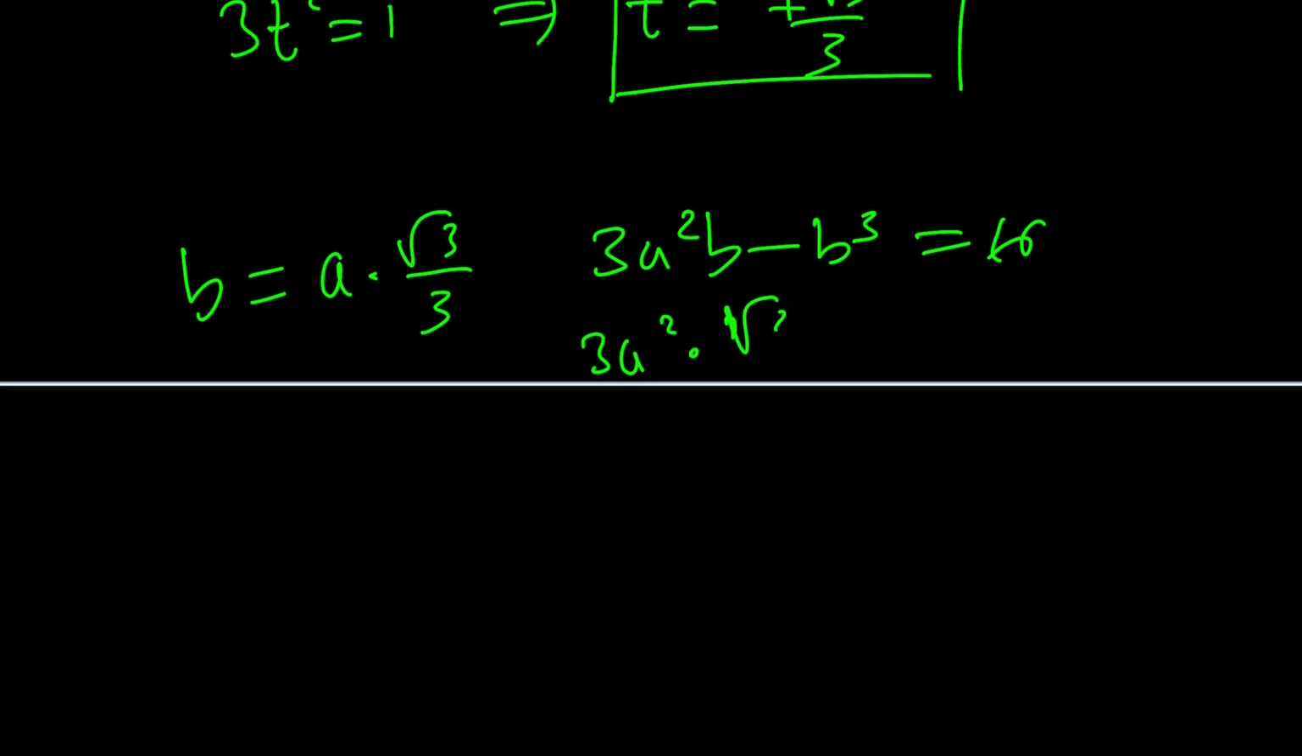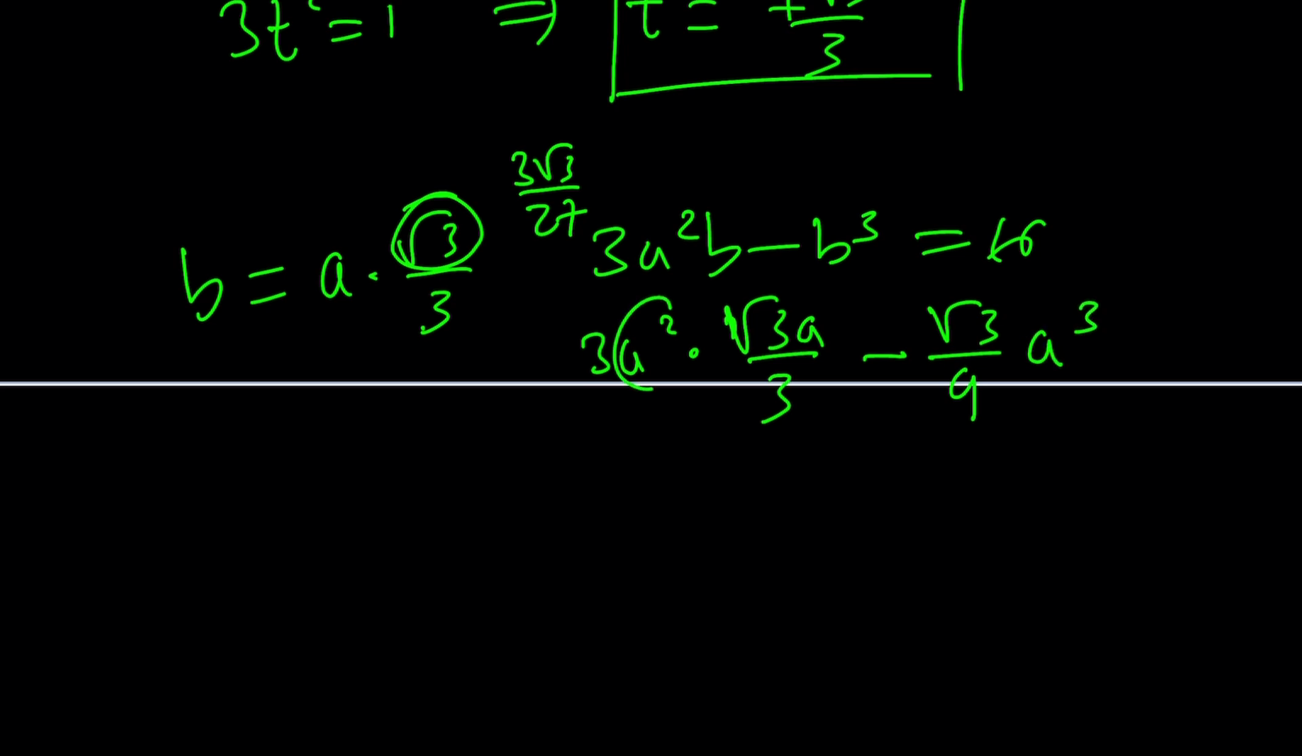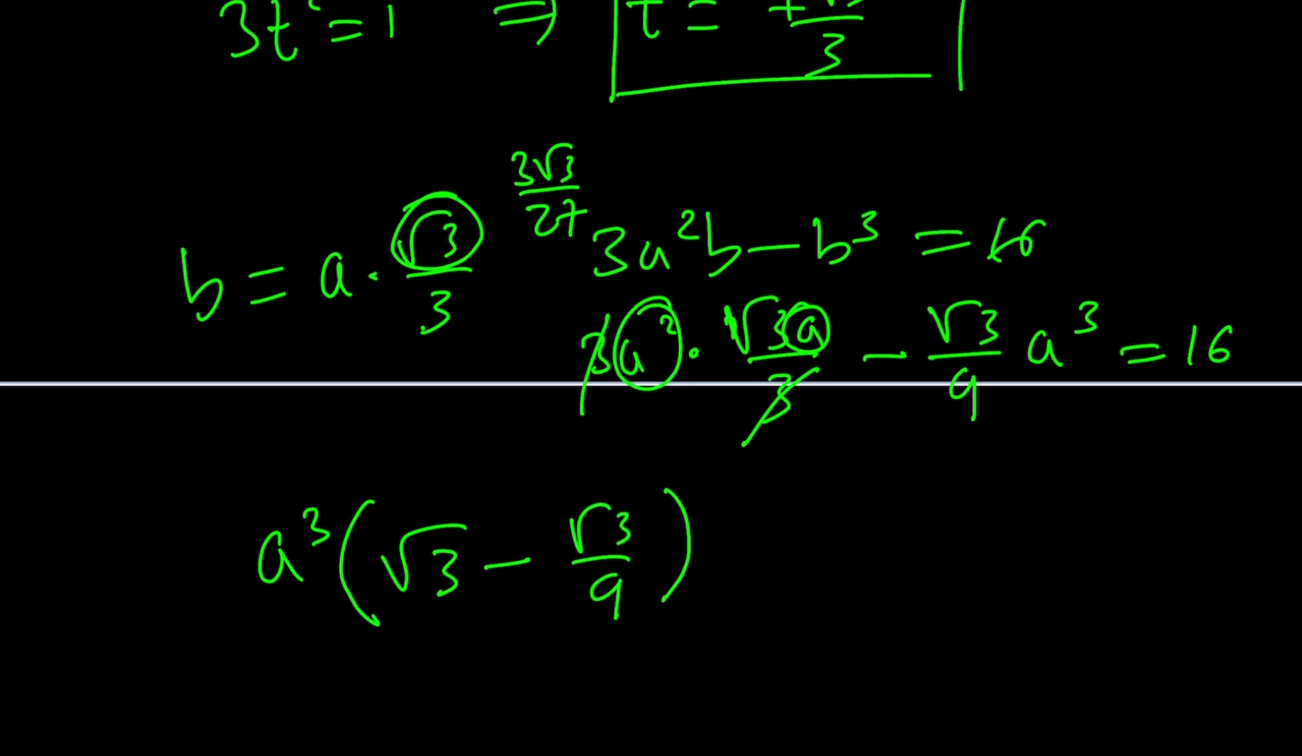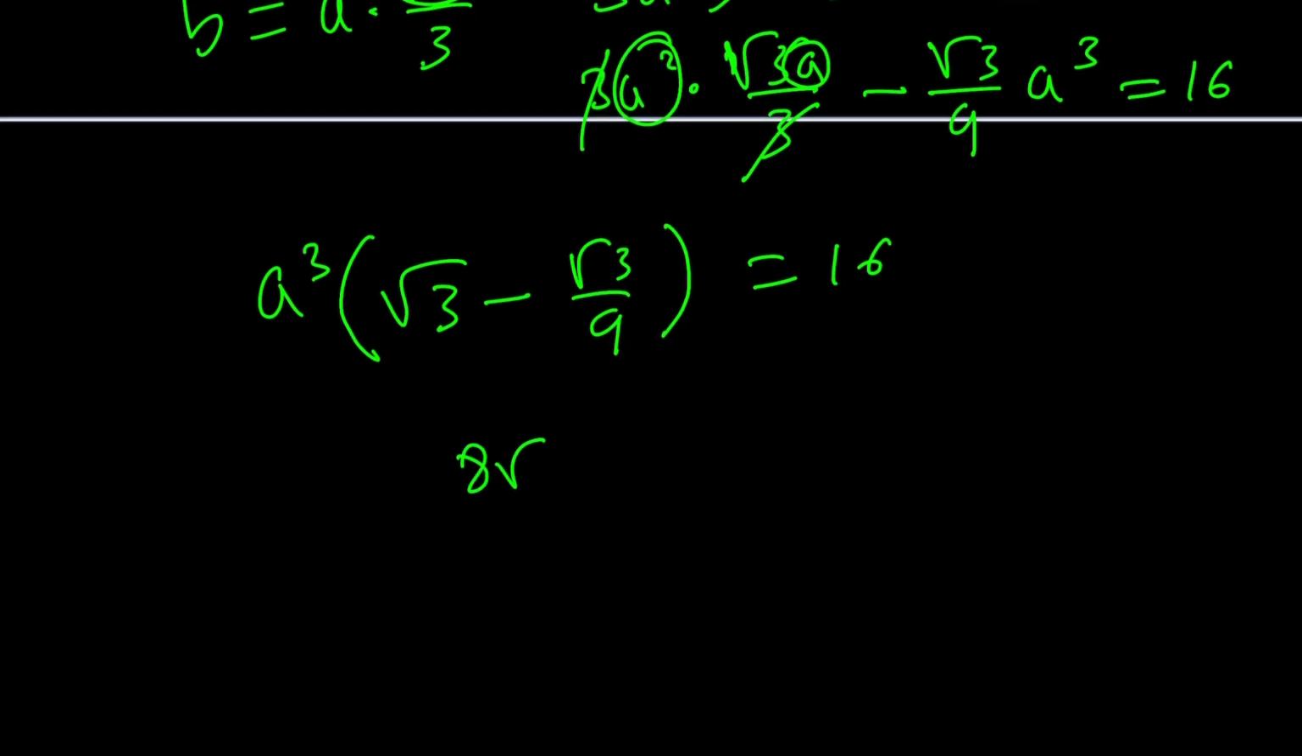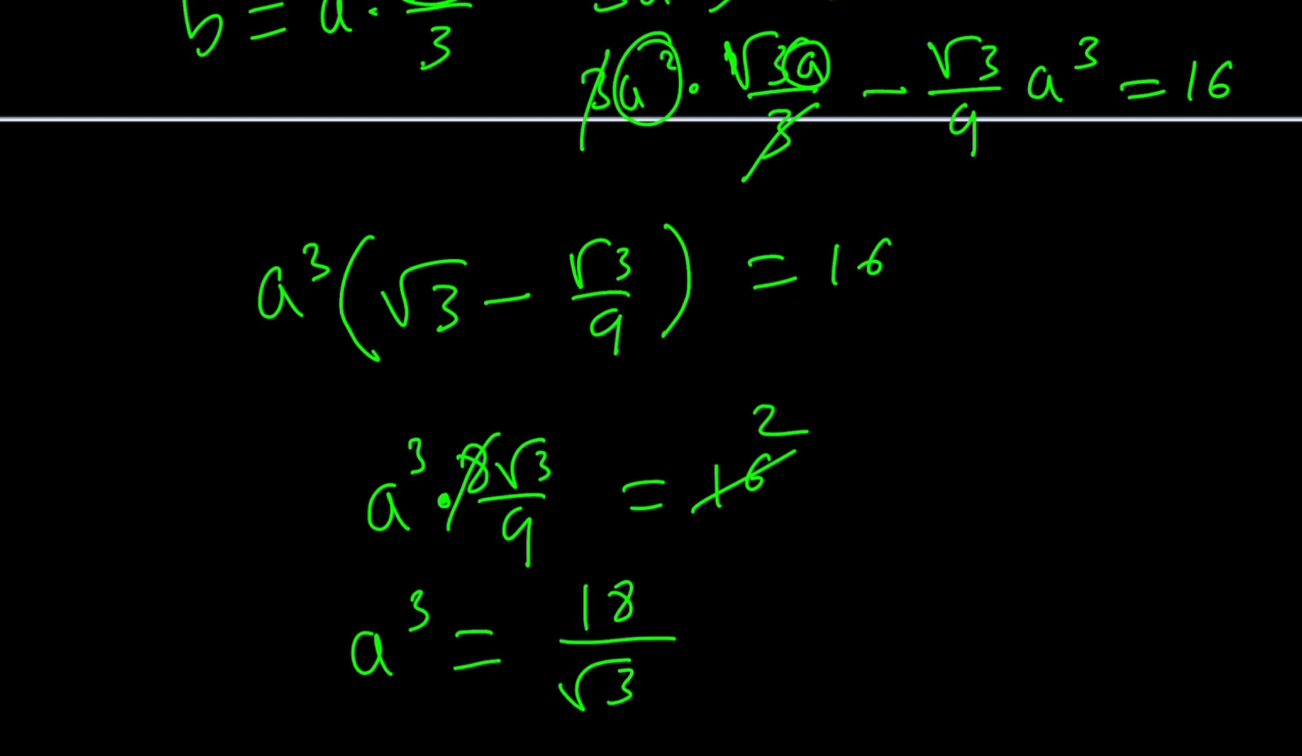So root 3 a over 3 minus, if I cube this, it's going to be 3 root 3 over 27. So it's going to be root 3 over 9 times a cubed. Okay, I got it. So this is a cubed and this is 16. So I'll take out a cubed. The 3 cancels out. I get square root of 3 minus square root of 3 over 9 equals 16. This is 8 root 3 over 9 times a cubed equals 16. 8 goes into 16 twice. A cubed becomes 18 over root 3, which I can write as 18 root 3 over 3, which is 6 root 3.